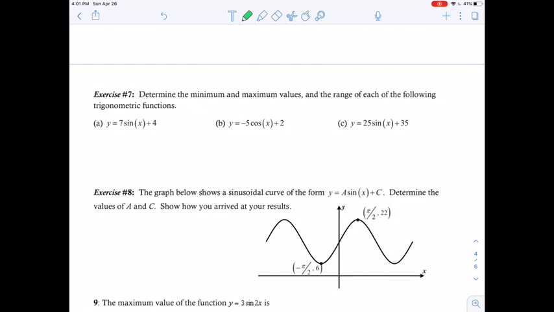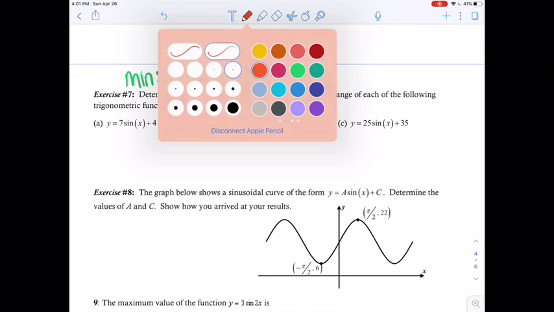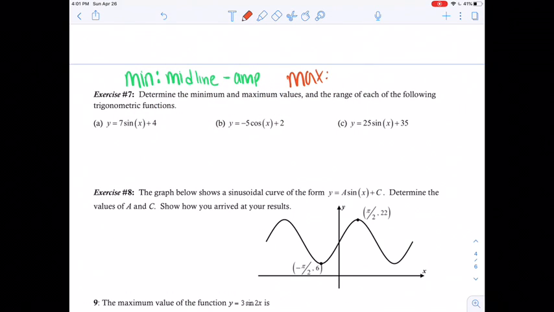Exercise 7. Determine the minimum and maximum values and the range of each of the following trig functions. So here we go. The minimum. So again, we're following the formulas. So for your minimum, you're going to do the midline minus the amp. For the maximum, we're going to do the midline plus the amplitude. Okay, so the number at the end is your midline, and the number in front is your amplitude.